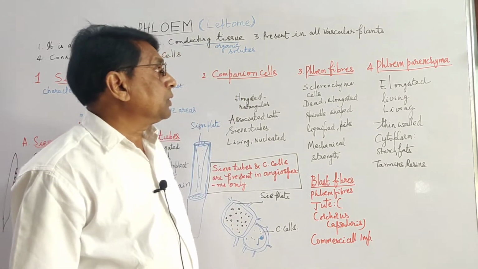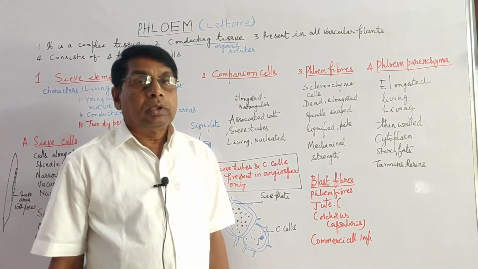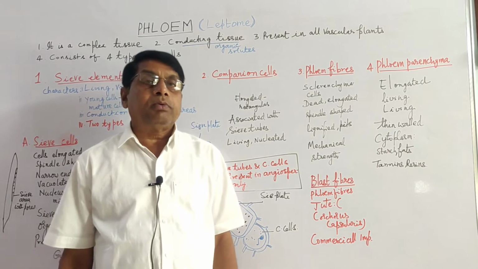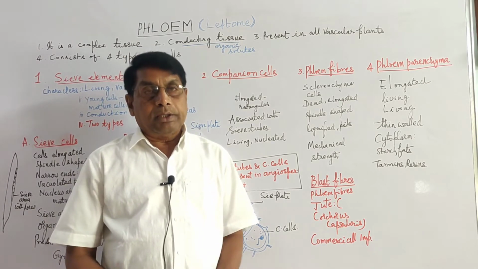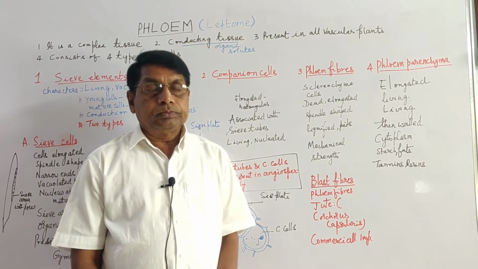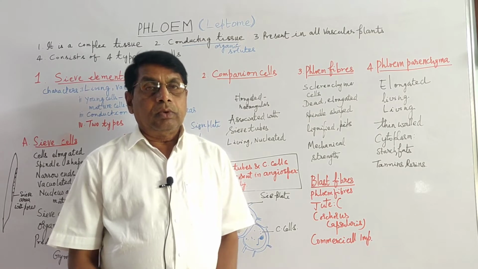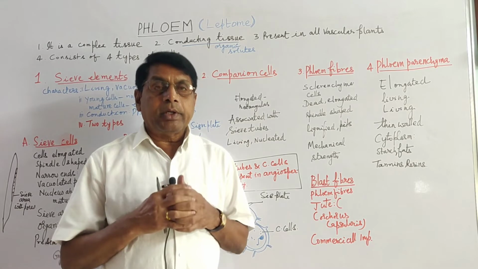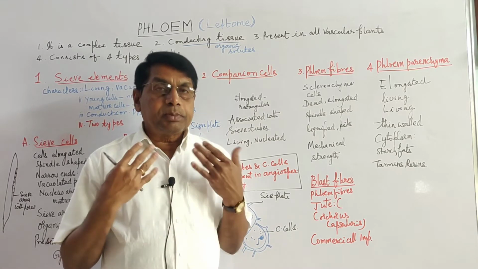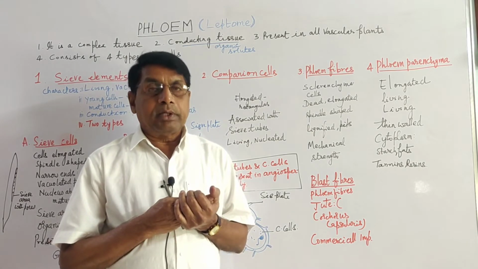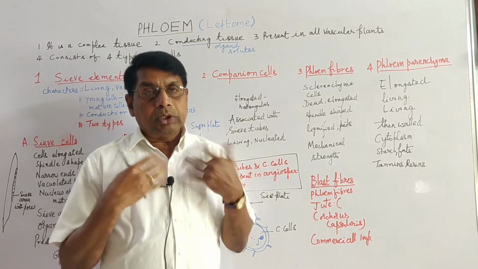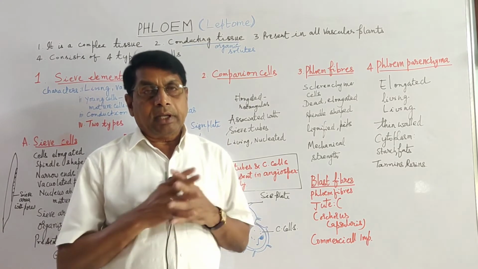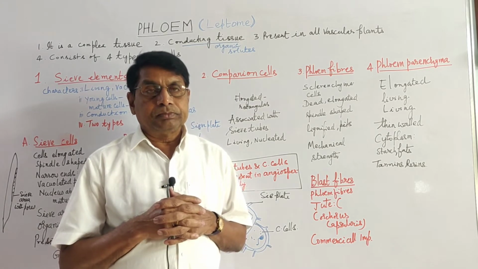In today's class, let us learn about another important type of tissue in plants. Phloem, just like xylem, is also important. It is present in vascular bundles. Both are complex tissues made up of different types of cells.